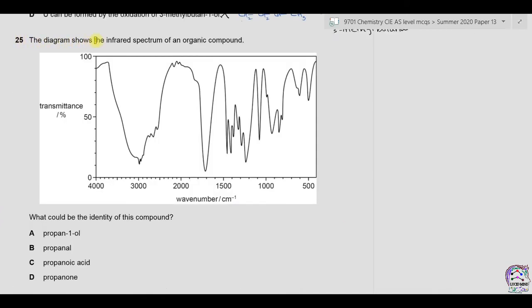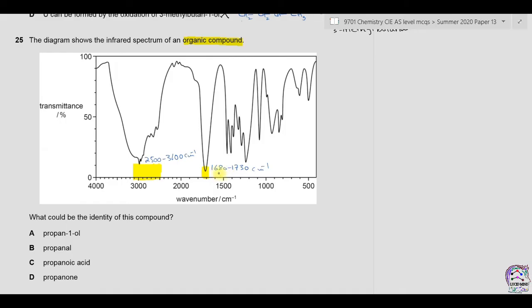Question 25. The diagram shows the infrared spectrum of an organic compound. This is the infrared spectrum. Now we can see the peaks. This one is important. And second is this peak. This region is important. Now this region is from 1680 to 1730, while this region is from 2500 to 3100 per centimeter.